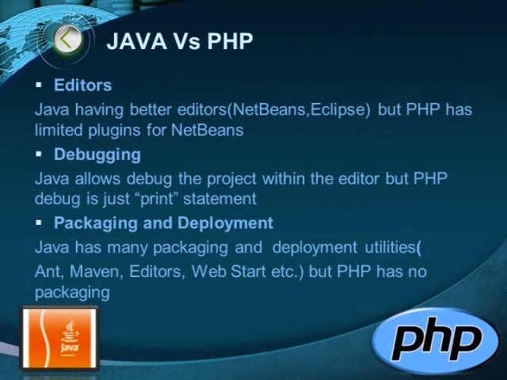Packaging and deployment. Java has many packaging and deployment utilities like Ant, Maven, and WebStart. Java has packaging formats like Web Archive files and Java Archive files. Compilation protects the intellectual property, but PHP files are just files, with no packaging concept.